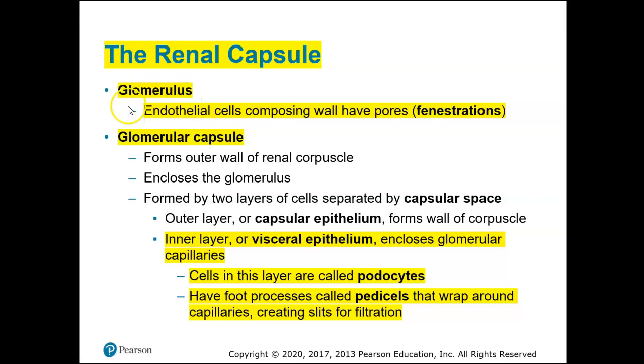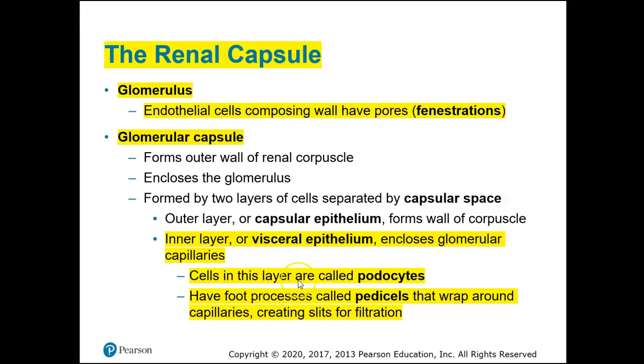The glomerulus is composed of capillaries, and if you remember, capillaries are the smallest blood vessels, formed from endothelial cells, which are simple squamous epithelial tissue, just a single layer of what we call endothelium. And the pores in the glomerular capillaries, or glomerulus, are called fenestrations. Then there's the glomerular capsule, which is the cup that collects the blood that's filtered.